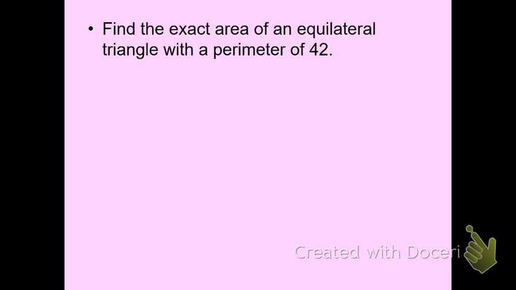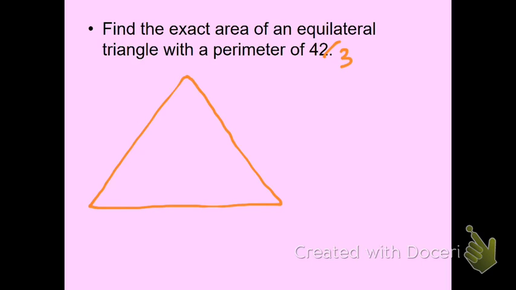Okay, so now we again have an isosceles triangle, but this one is equilateral. So we've got to find the exact area of an equilateral triangle with perimeter 42. Alright, so if I draw that out, I could find each side length by dividing that by 3, and I get that each side length is 14. Then, same idea as the last example, I could split this in half, and I know that this side is 7 and that side is 7.